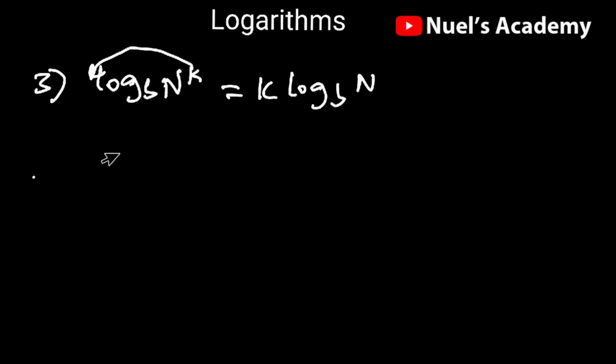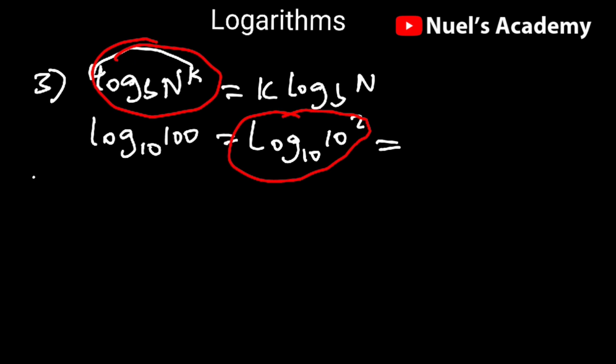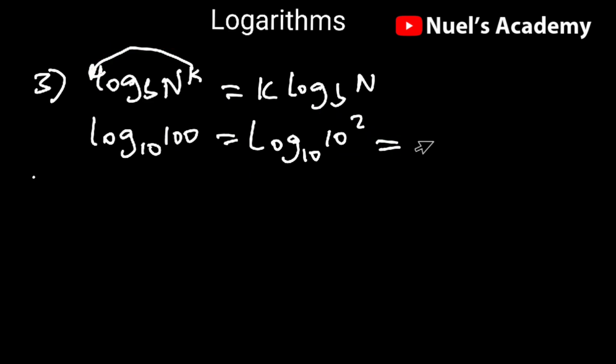Alright, so for example, if I have log 10 of 100, now this log 10 of 100 can be expressed as log 10 of 10 raised to power 2, that is 10 squared. We now write it as: this 2 is going to be taken in front of this log, so it's going to be 2 log 10 of 10. Again, don't worry about the simplification, we will do that when we start solving questions.